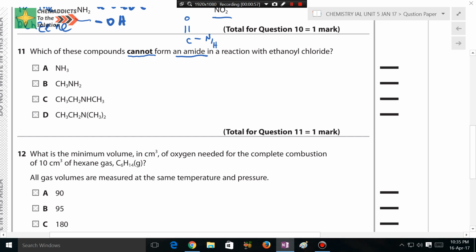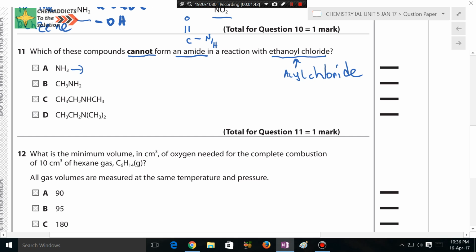So which compounds cannot form an amide in a reaction with ethanoyl chloride? Let's discuss what type of chloride this is. It's ethanoyl chloride, so in other words, we can say that it is an acyl chloride. So this is acyl chloride. What type of chloride is this? This is acyl chloride.